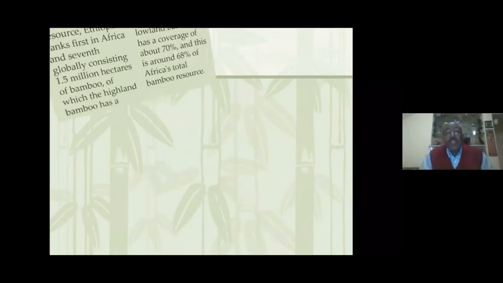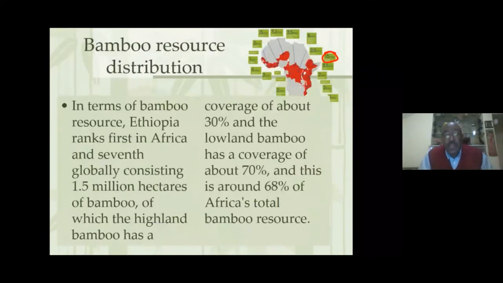Bamboo resource distribution. In terms of bamboo resource, Ethiopia ranks first in Africa and seventh globally, consisting of 1.5 million hectares of bamboo, of which the highland bamboo has a coverage of about 30% and the lowland bamboo has a coverage of about 70%. This is around 68% of Africa's total bamboo resource.